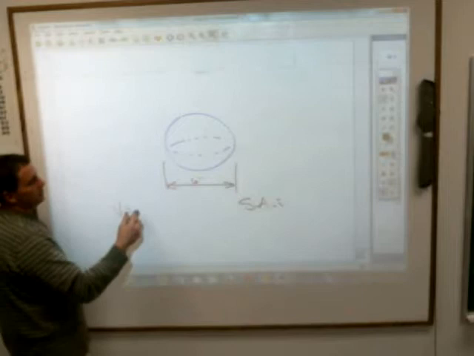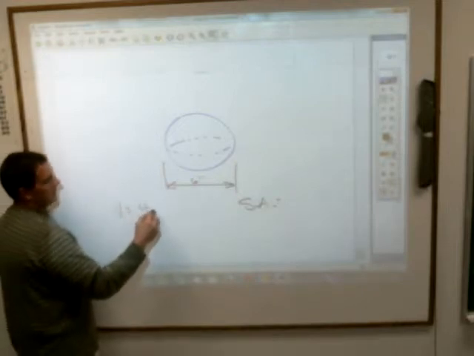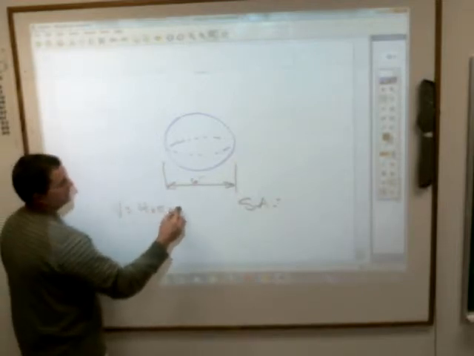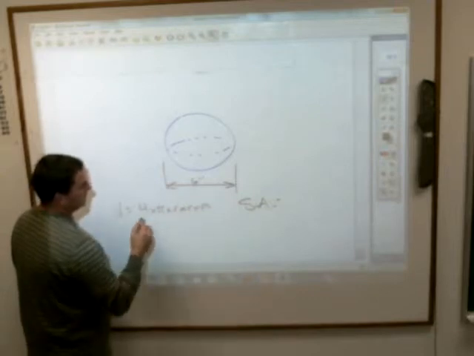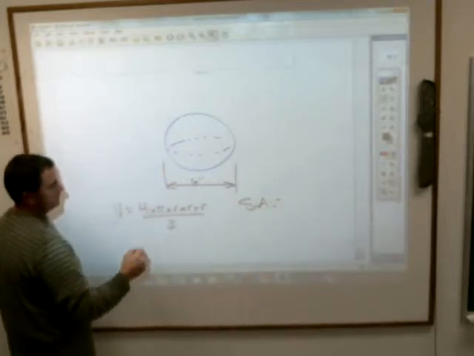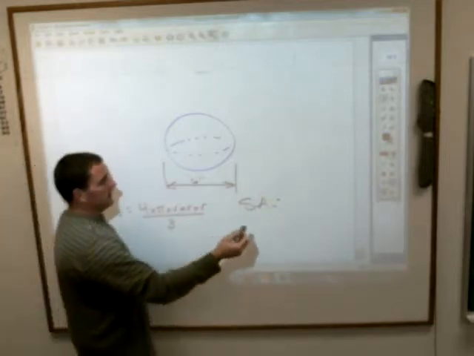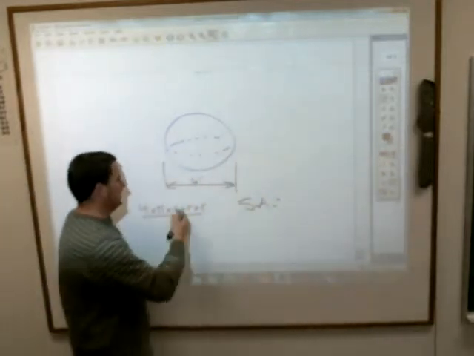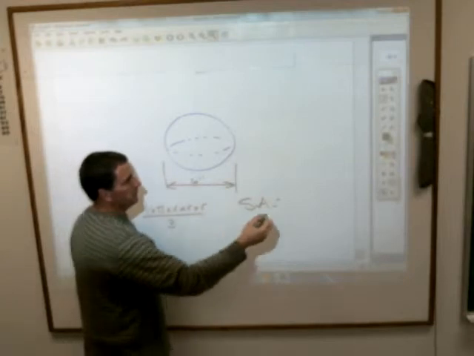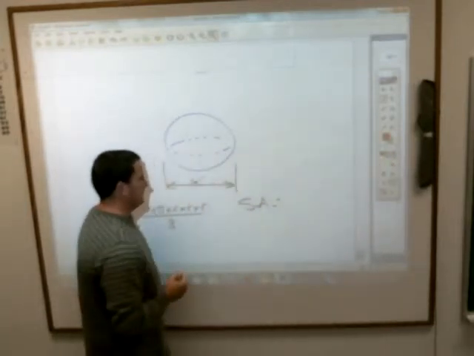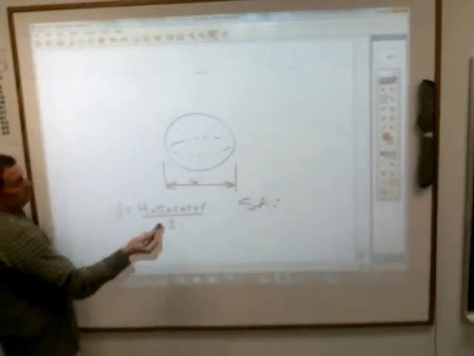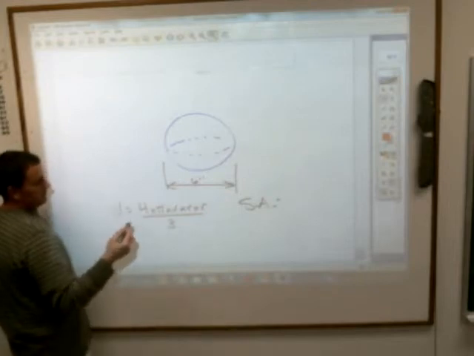What did I say the volume was? 4 times pi times radius times radius times radius, all divided by 3. So if you plug the numbers into that, I mean, I see people not write this down and then they just start throwing numbers out there, and unfortunately many times they get that wrong. And you can leave it in terms of pi unless they tell you to use something for pi.